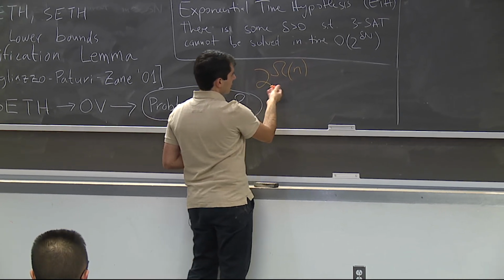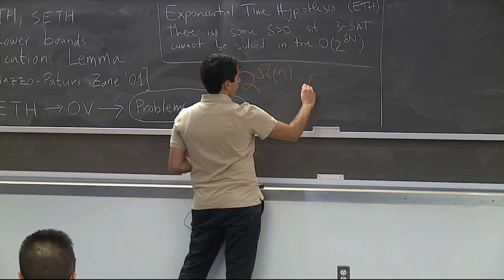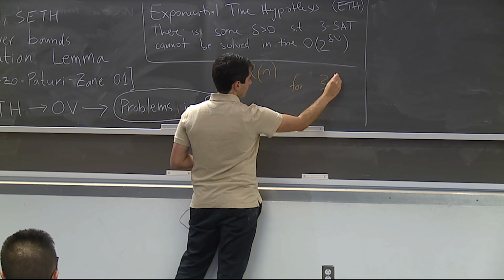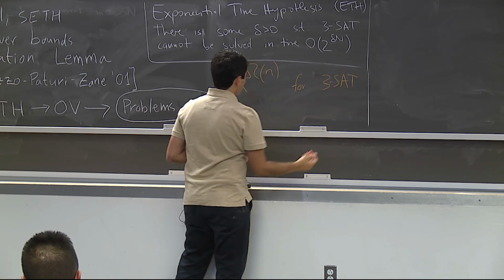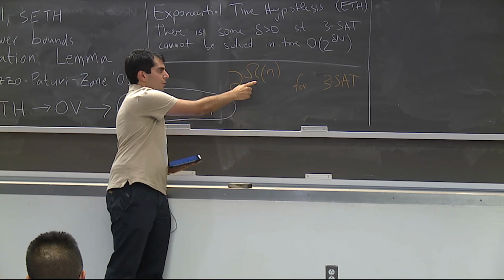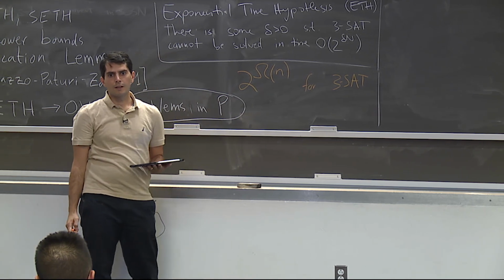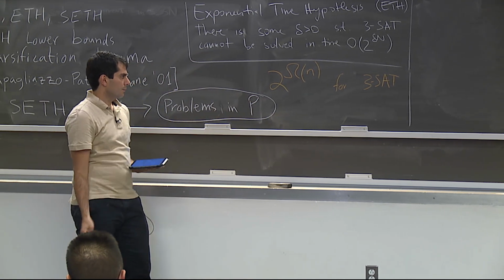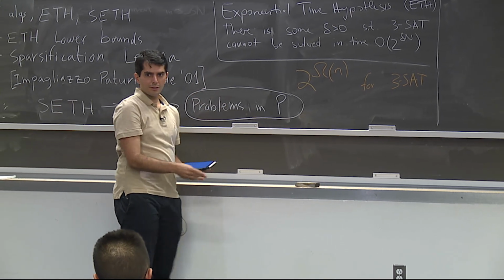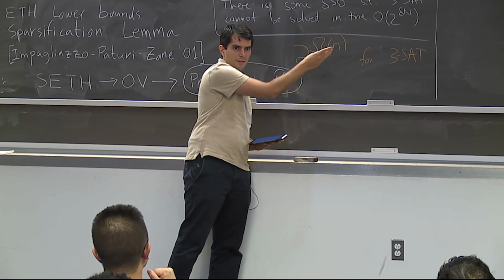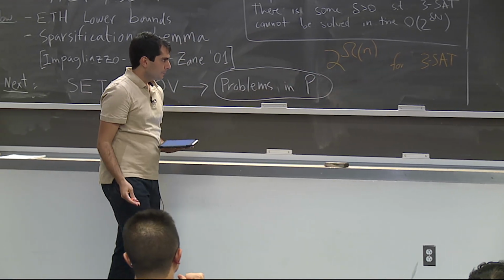So ETH, as you just saw, intuitively, is just saying that 2 to the omega n is a lower bound for SAT. So it's not fine-grained because we don't know the constant here. It doesn't say what the constant is, and so on. SETH will talk about the constant. It will say that the constant is 2 for k-SAT and so on.